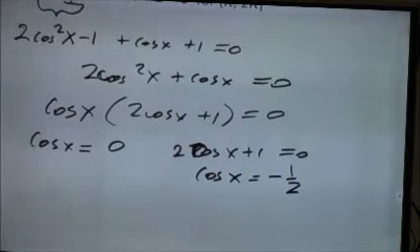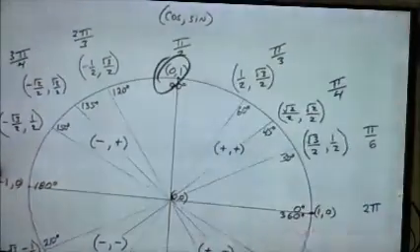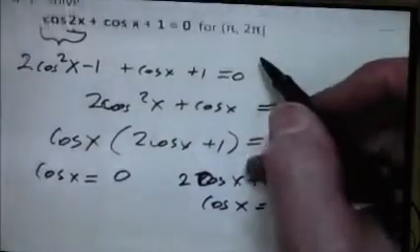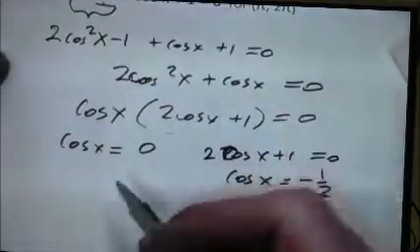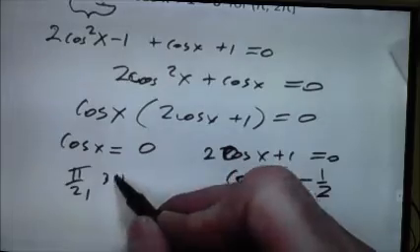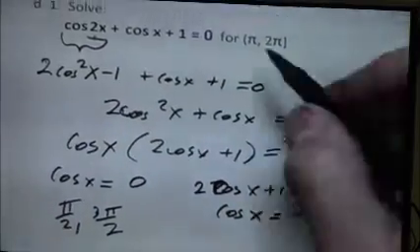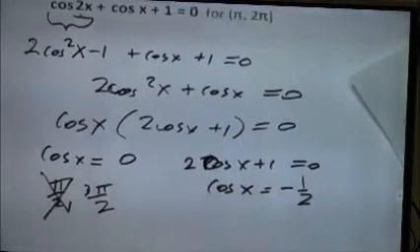So back to the unit circle. The 0 for cosine is, again, 90 and 270 degrees, or I'm back to radians here with pi over 2 and 3 pi over 2. But this time, we're only between pi and 2 pi, so that one's going to be extraneous.